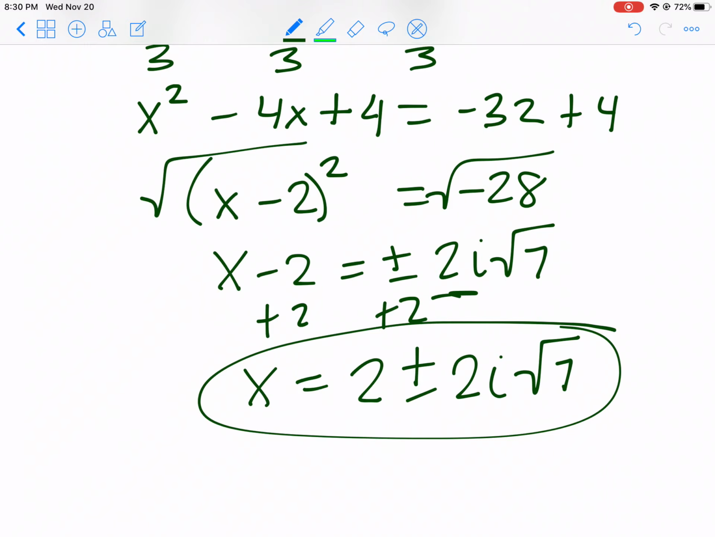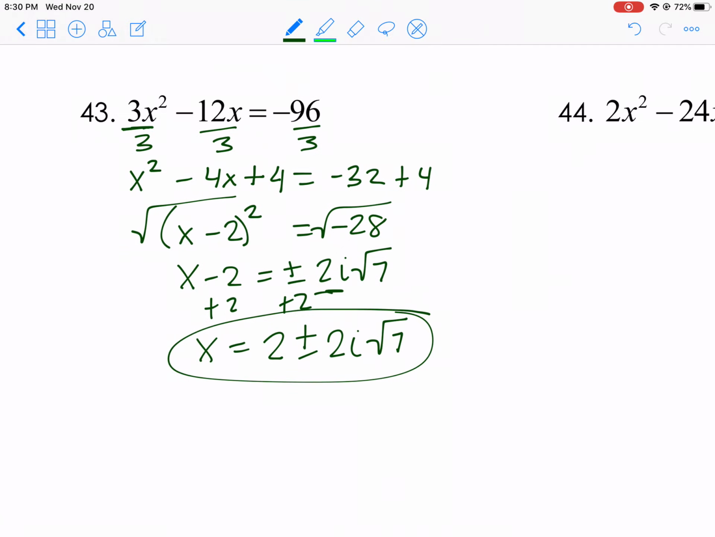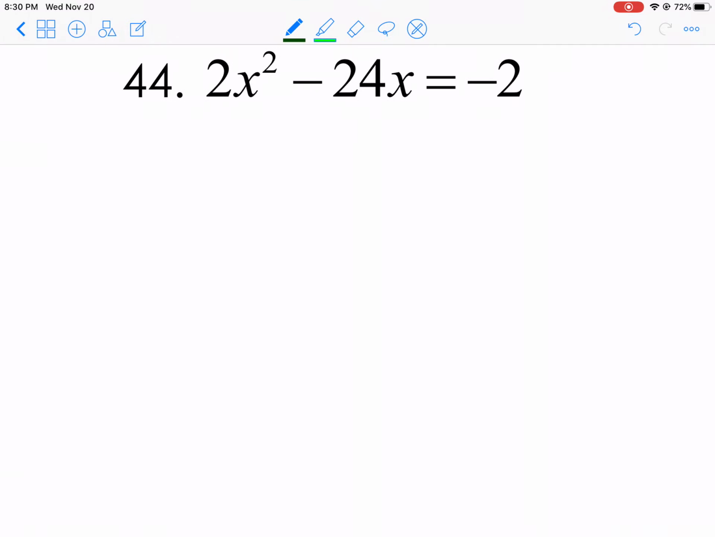Okay, we're back. This is the second video. We just completed 43, so let's move on to problem 44. Already set up quite nicely. Quadratic and linear term on one side, constant on the other. This is what we want.